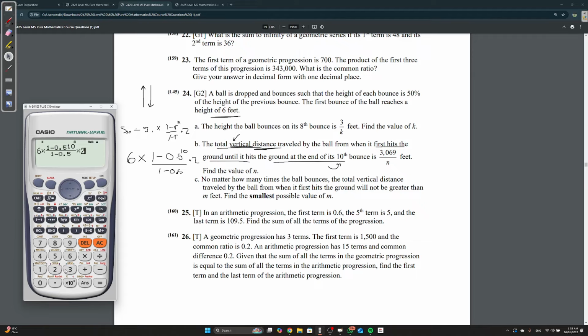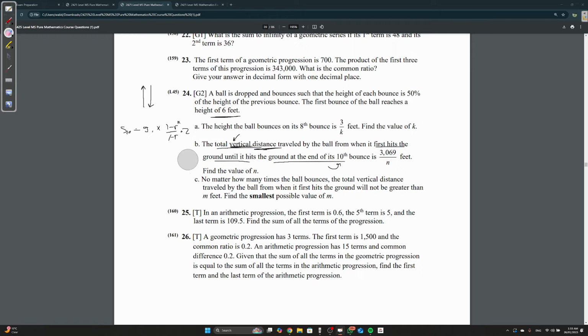What do people do that annoys me? This is what people do. They do g1 times 1 minus r to the power of n over 1 minus r. So what do they take g1 as? They take g1 as 12. I said, why? Because before it got to 6 feet, it was double, because each bounce is 50%. So the first bounce is 6, so the bounce before it was 12.